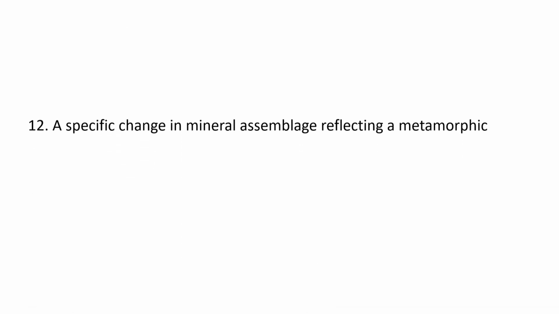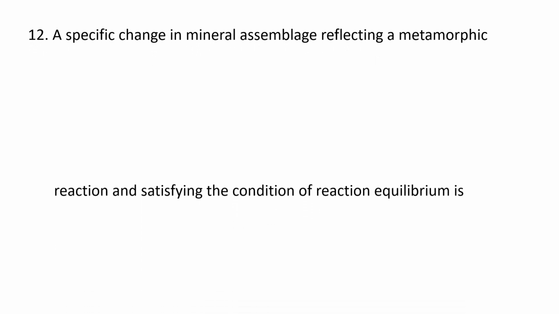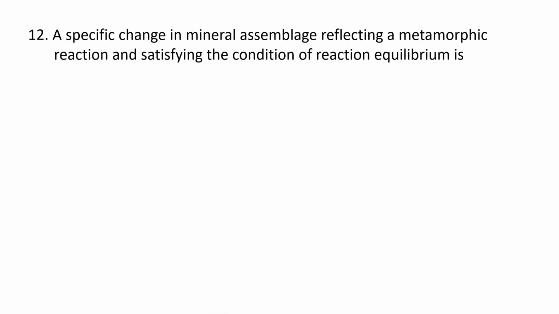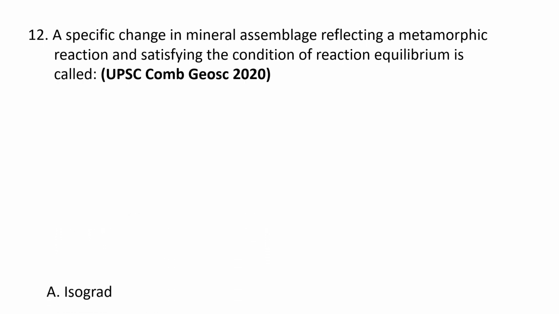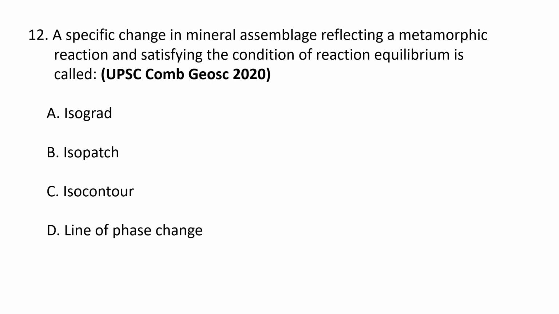Next question. A specific change in mineral assemblage reflecting a metamorphic reaction and satisfying the condition of reaction equilibrium is called A. Isograd, B. Isopach, C. Isocontour, D. Line of phase change. So the correct option is isograd.